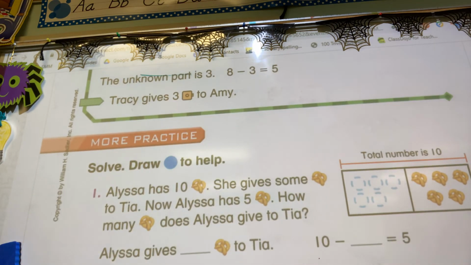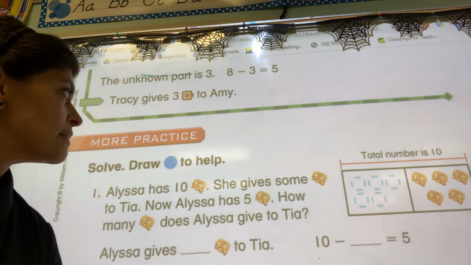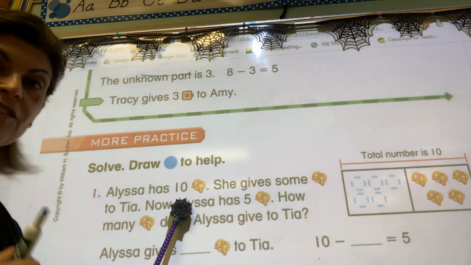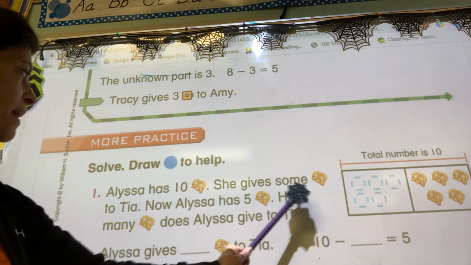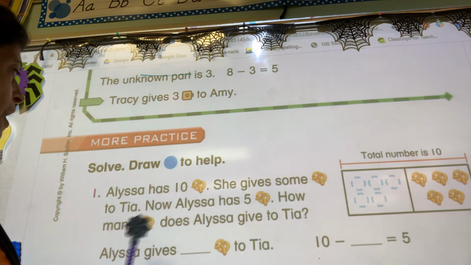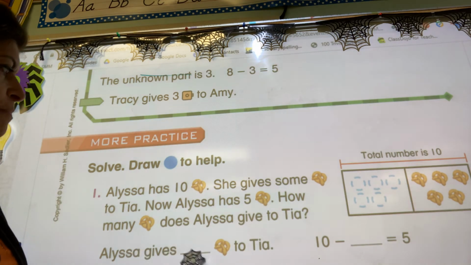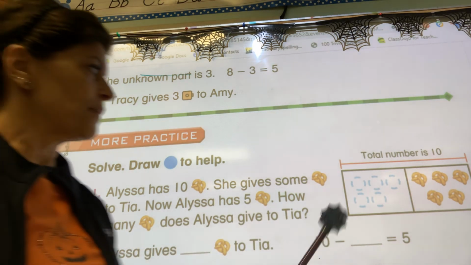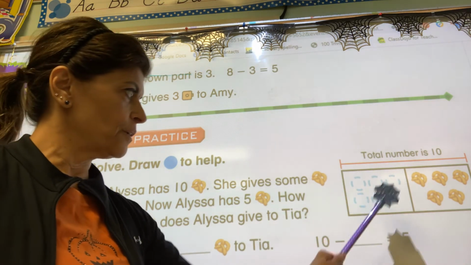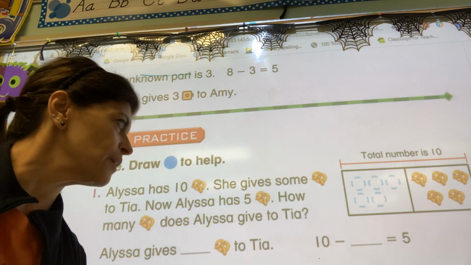There's one more problem. I guess we can do that one together. Solve and draw to help. Alyssa has 10 pretzels. Well, isn't she lucky? She gives some pretzels to Tia. Now Alyssa has 5 pretzels. How many pretzels does Alyssa give to Tia? Alyssa gives blank pretzels to Tia. So this is showing you how many circles to trace. So I want you to figure that out, and you're going to put in the missing numbers. And I know you can get that.